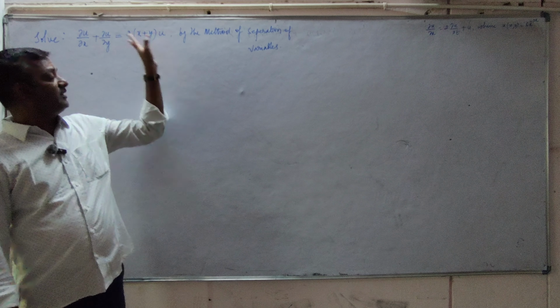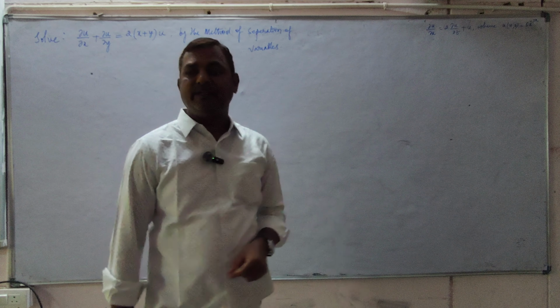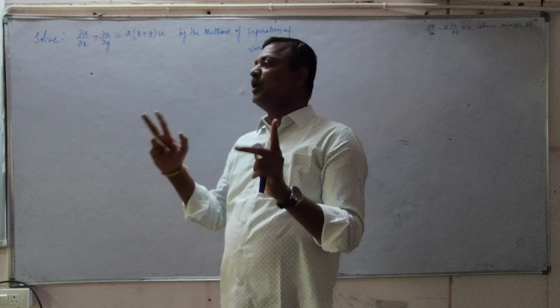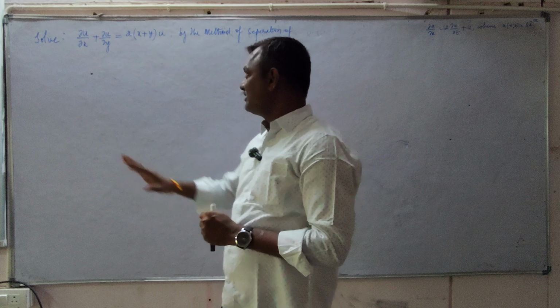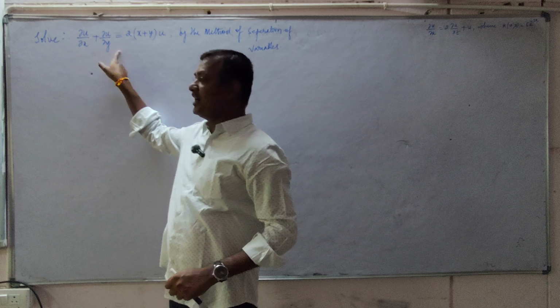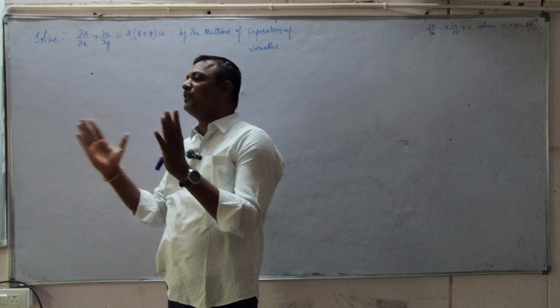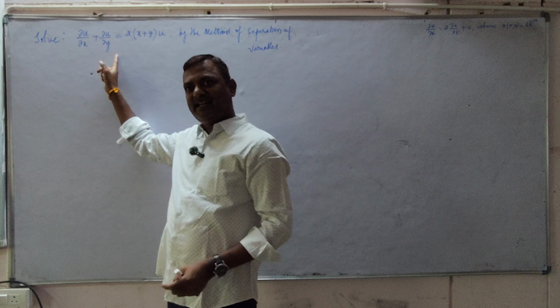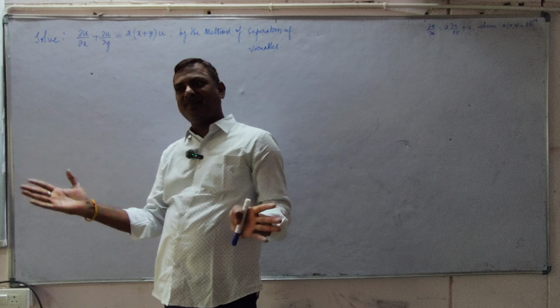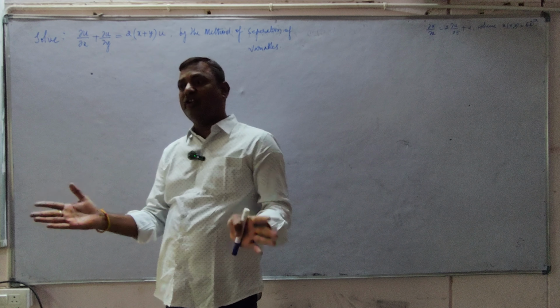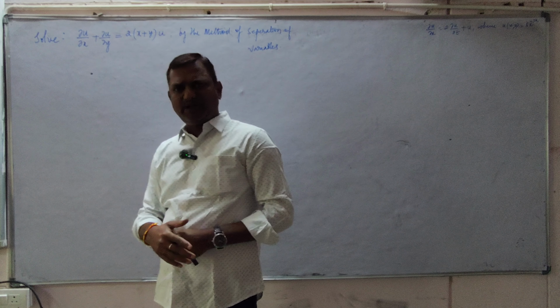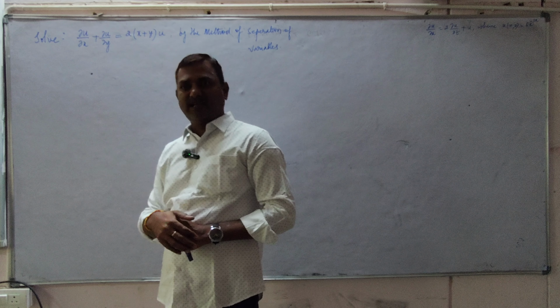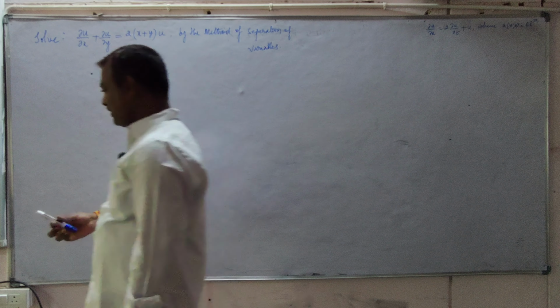We are converting the partial differential equation into two ordinary differential equations. For example, if it is first order, you will get two first order ordinary differential equations. If it is second order, you will get two second order ordinary differential equations, which we have already solved in the previous class. So now look at this example carefully, and it is very easy.